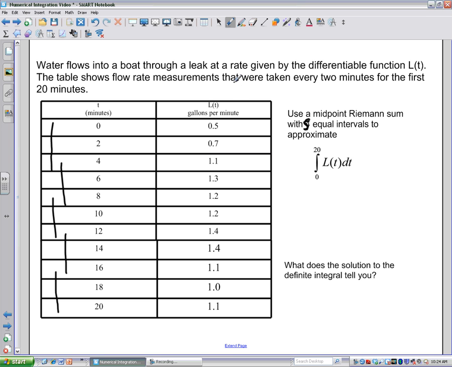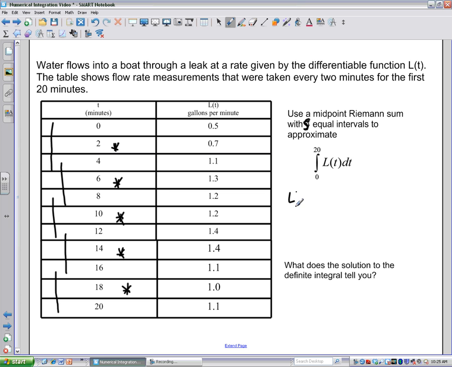If we're using a midpoint Riemann sum, what we use for our height is the middle of the interval. In the interval from 0 to 4, that's the height I'm going to use. In the interval from 4 to 8, that's the height. From 8 to 12, I'm going to use this one. From 12 to 16, that height, and from 16 to 20, that height. So I'm just going to make some rectangles. All of my rectangles are 4 wide, right?